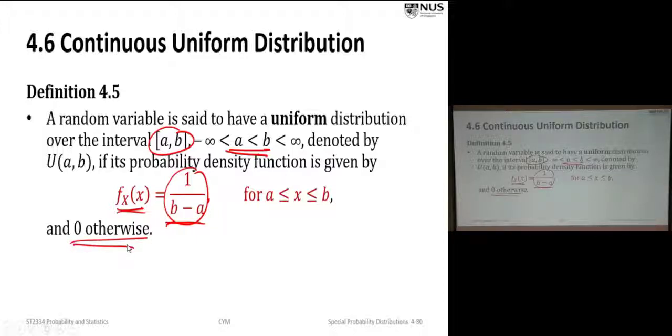Now, I think it's better to get into the habit, when we talk about a probability function or probability density function, of defining it over the whole real line, that means all the x values. For this continuous distribution, the density function will be 0 if your x is outside a and b. But if it's within a and b, it will take the form 1 over b minus a.